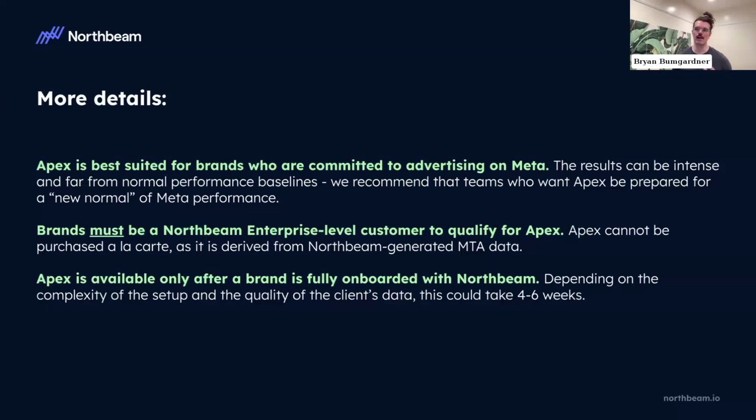You can't buy Apex a la carte, for example, because what we're generating is Northbeam first party data that's, for your brand, a completely new set of data. That's what's inside our Northbeam MTA, and that's what's being passed back to Meta. So you can't really just show up and buy this magic solution. It's part of the wider Northbeam set. So you've got to get on Northbeam, you've got to have Northbeam MTA data, and most importantly, you need to be fully onboarded with Northbeam. I've had a lot of people be like, I want Apex, just give it to me.